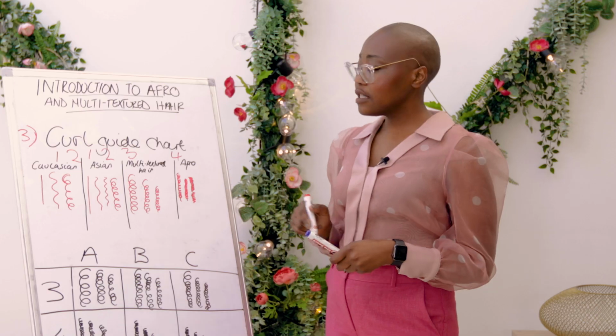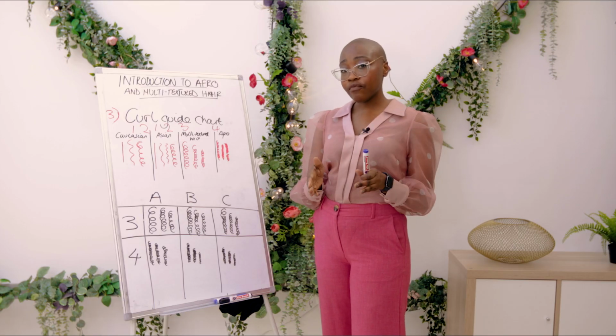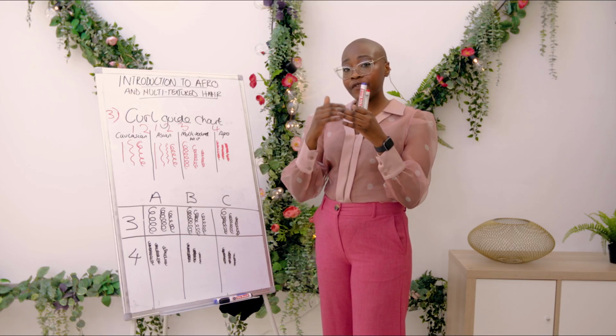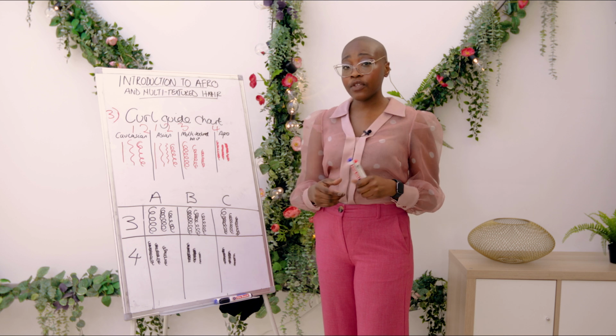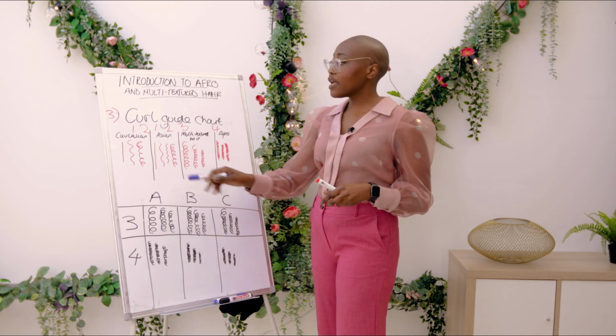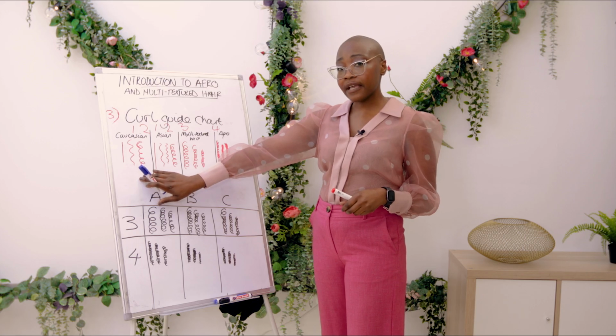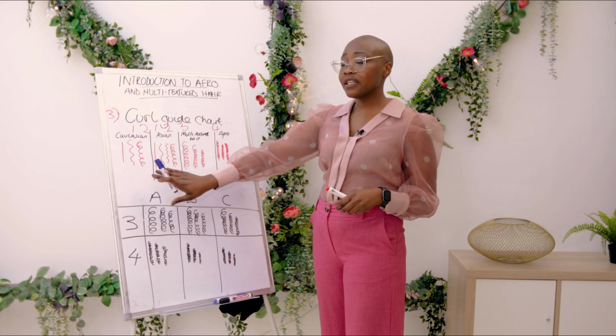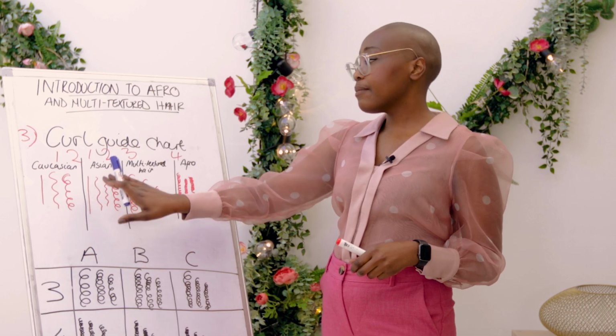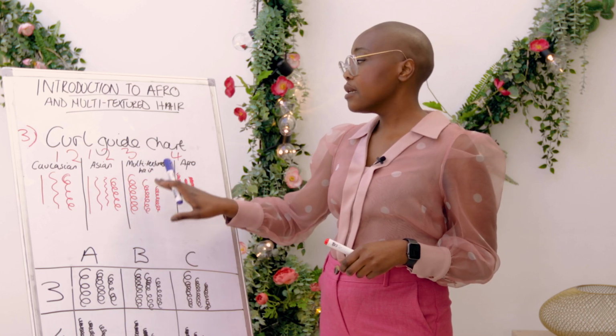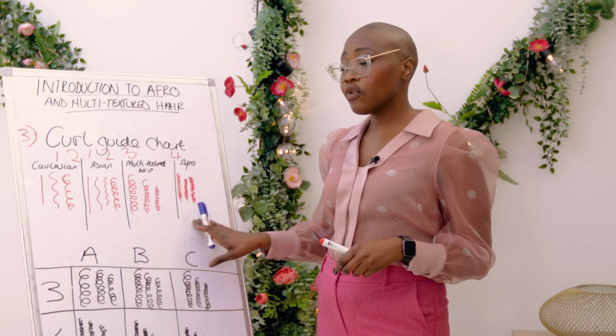So the numbers represent the hair group and also the physical curl structure that you're seeing when you're literally looking at the hair. So we have numbers 1, 2, 3 and 4. Number 1 is where you're going to find your straight hair. Number 2 is where you're going to find the hair that is wavy. And number 3 is hair that is going to be curly. And number 4 is hair that is tightly coiled.